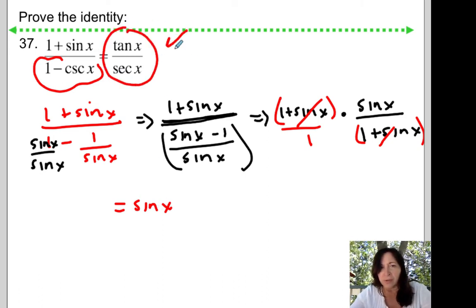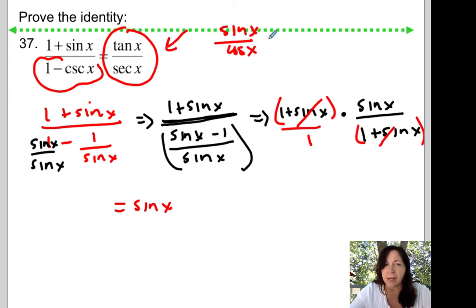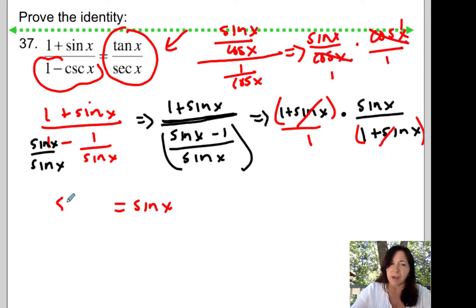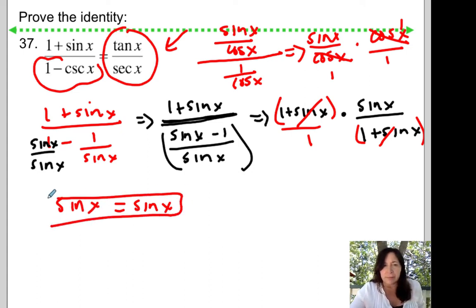So what I'm going to do is simplify this and see if that equals sine of x, because tangent of x is sine of x over cosine of x divided by secant, which is 1 over cosine of x. That's going to be sine of x over cosine of x times the reciprocal, which is cosine over 1. So cosines are going to cancel, and I do get equal to sine of x. So check.